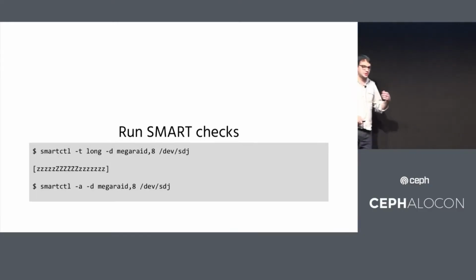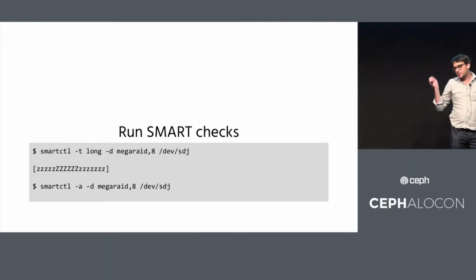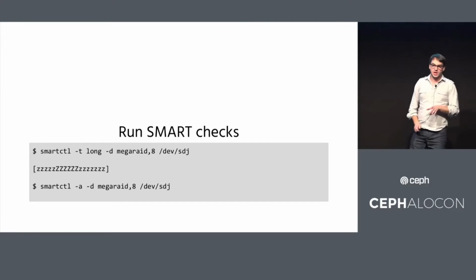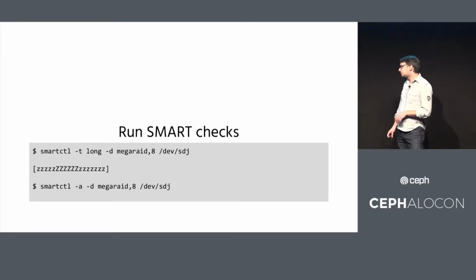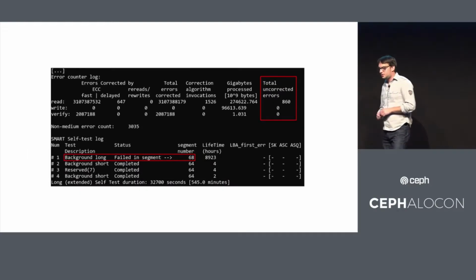So you want to assert that with a SMART check. It's the easiest thing to do. Run a long background check. It takes a few hours. Let it run. And maybe in the end, the test will fail, and you will have uncorrected errors during the test. And that means the disk is bad. So if your disk is bad, you want to replace it.